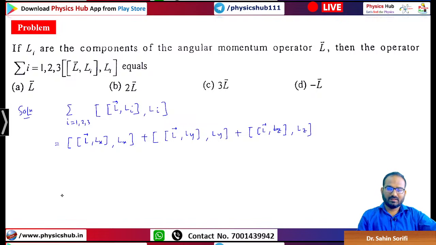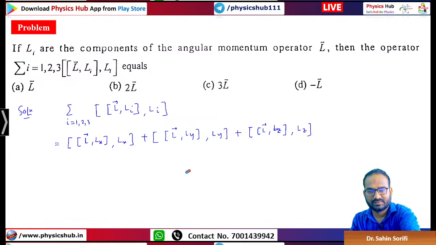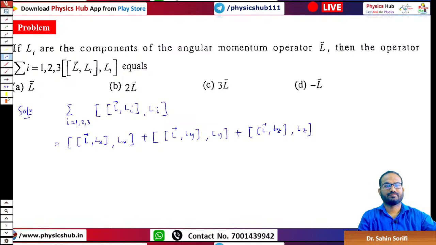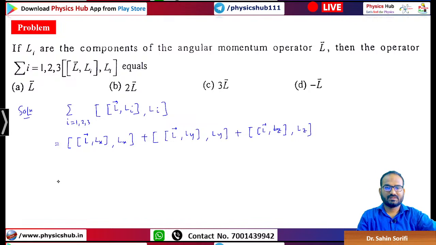Can I write it? And you see, these 3 terms will give you similar types of terms. So let us calculate one term and we can just generalize for the remaining 2. So let us start with the first one. If you want to calculate, let's say, the commutation between L and Lx, how will you write?